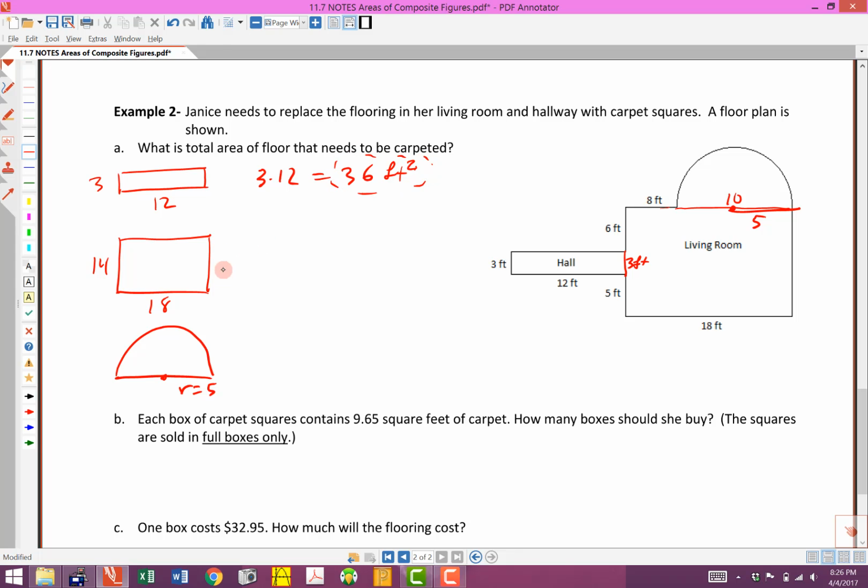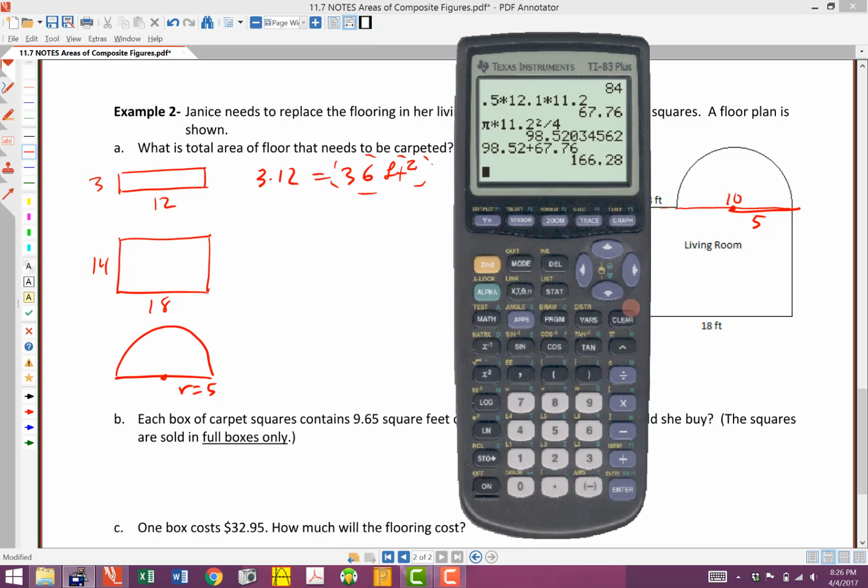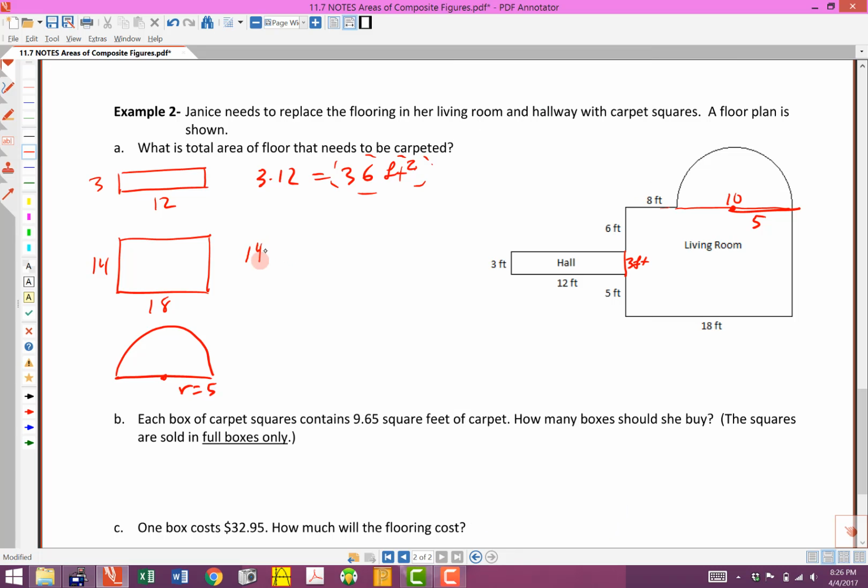Then we're going to do this one. Grab the calculator, double check we got that one. We're going to do 14 times 18. So a lot of square footage there. We've got 252 square feet. So 14 times 18, and we've got 252 square feet.